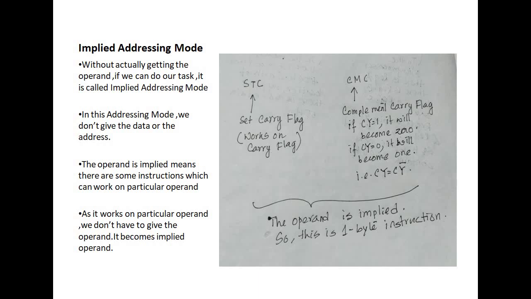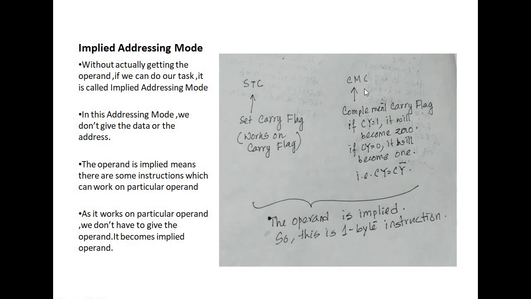Now for example, here is an instruction STC. What does STC mean? Set carry flag. If the carry flag is 0 and I write STC, it will set the carry flag to 1. So it always works on the carry flag. It doesn't work on any other flag. So the operand is implied. This is an example of implied addressing mode.